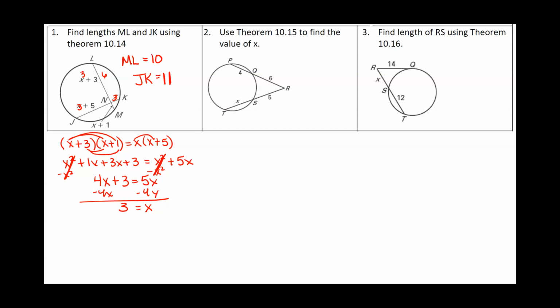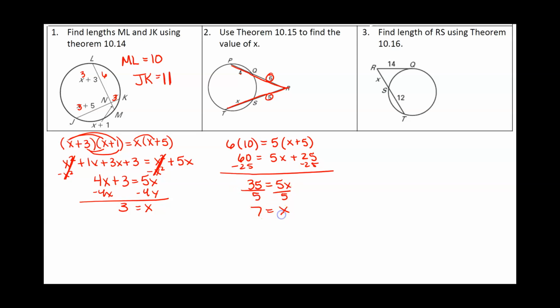Now, for question number 2, it's theorem 10.15. This is going to be part times whole, part times whole. So 6 times 10, because I have to add those two up, equals part times whole. The only way I can add x and 5 together is just to say x plus 5 or 5 plus x. So this is 60 equals 5x plus 25. Subtract 25 from the other side, and we're going to get 35 equals 5x. Divide by 5. 7 equals x. Now, that's all we had to do for that one.